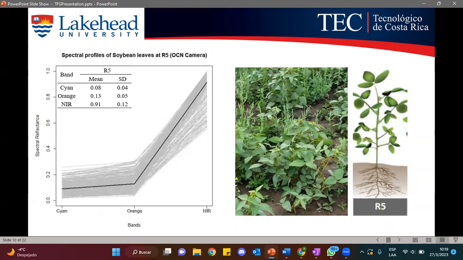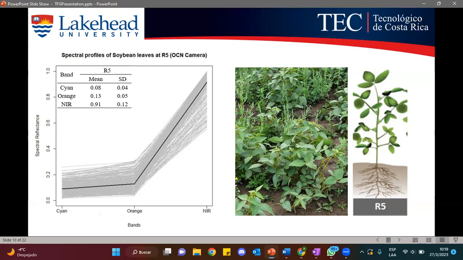Then for the R5 stage, orange decreases, and near infrared has a very significant increase going up to 0.91. This is because this middle stage, R5 and also R6, are with more mature leaves, more mature plants. So near infrared goes higher. As I mentioned, there is a decrease in orange, but cyan remains pretty much the same.